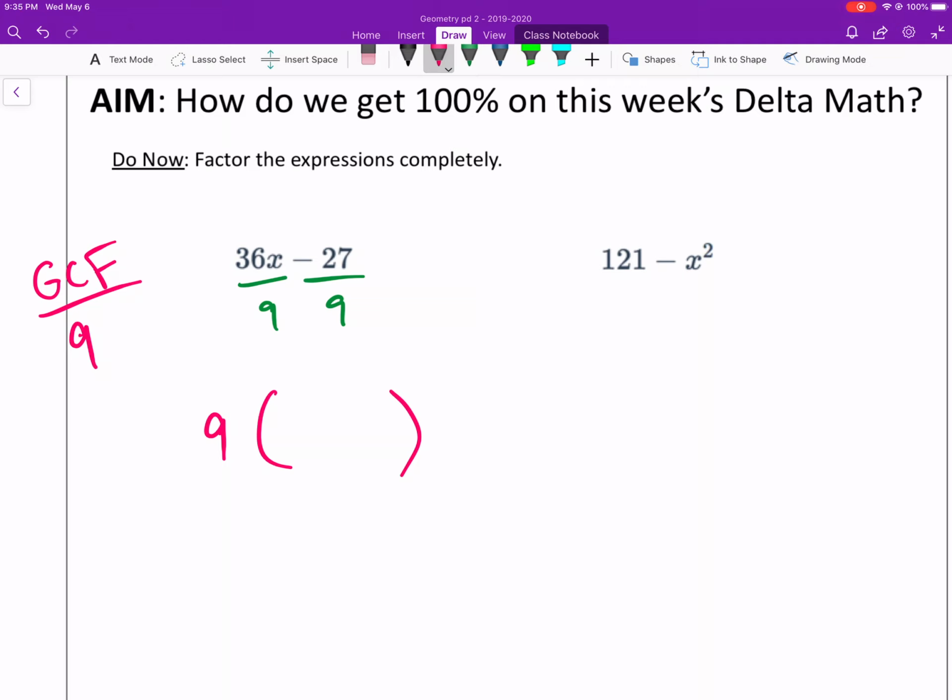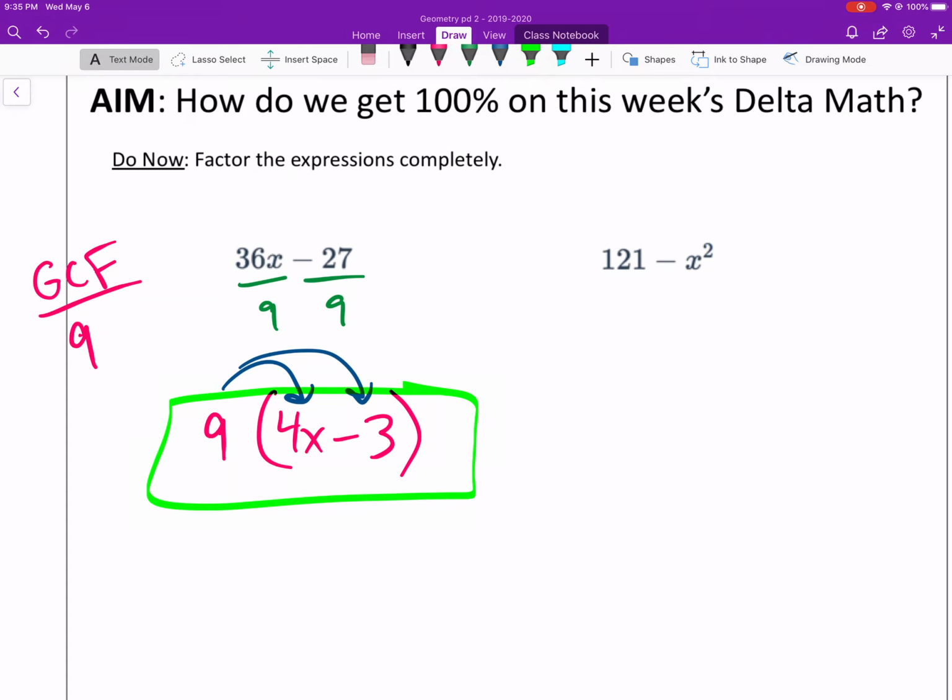36x divided by 9 is equal to 4x. And negative 27 divided by 9 is negative 3. Also think about how you can check your answer if you wanted to: distribute it. Just make sure you get the original. 9 times 4x is 36x. 9 times negative 3 is negative 27, so you're good to go.